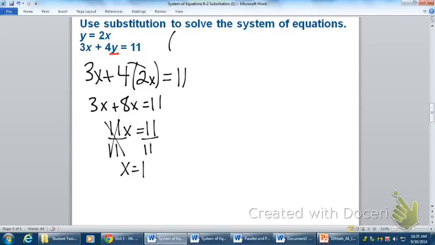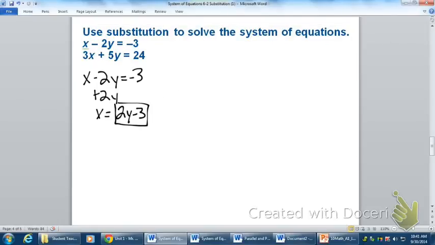Now, what is the easiest one to plug 1 into to figure out what y is equal to? y equals 2x. That first equation, y equals 2x, is very simple to plug in 1 for x. If you plug in 1 for x, you would get 2 times 1, so y would be equal to 2. That's it. What were the coordinates? Whatever it is equal to, that's what you plug it into.